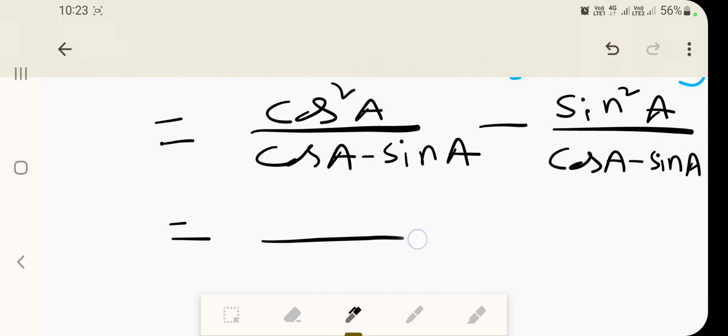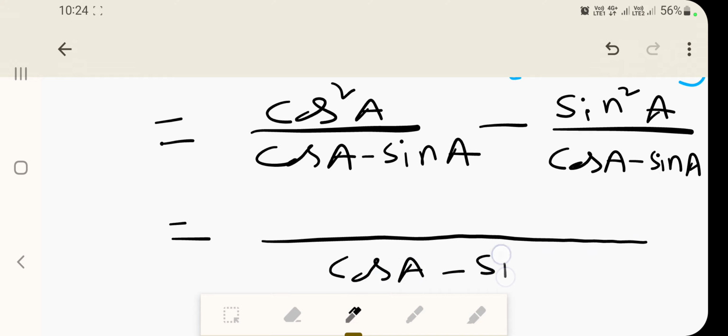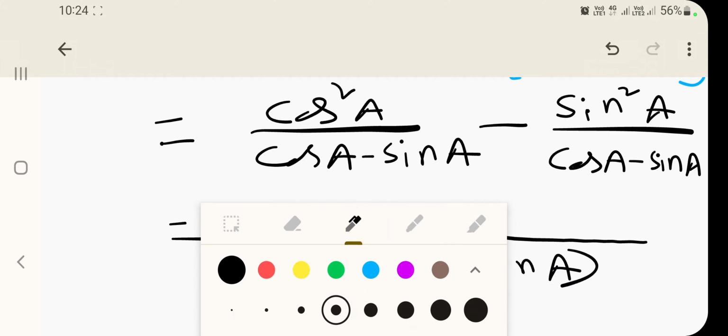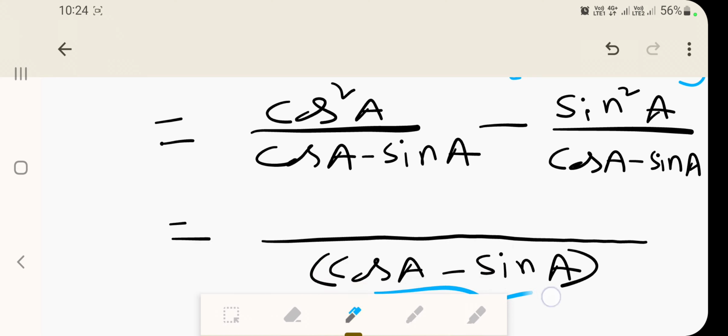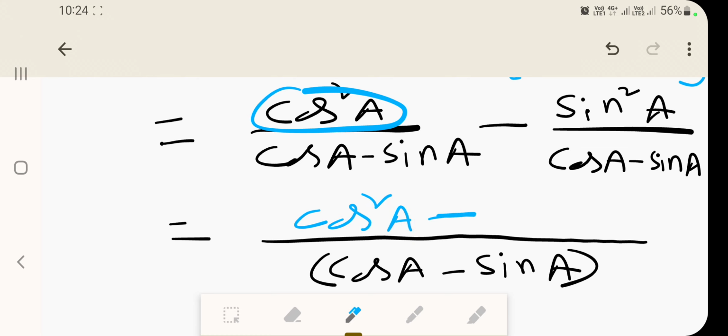If you observe, both the denominators of the terms are the same. So LCM is nothing but cos A minus sin A. We know, as we have done earlier, that cos A minus sin A divided by cos A minus sin A is 1. We get 1 into cos square A, which is cos square A. Minus, here we have this minus. Again, cos minus sin divided by cos minus sin is 1 into sin square A, we get sin square A.